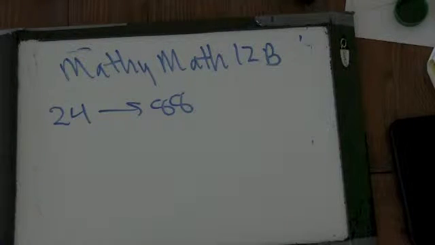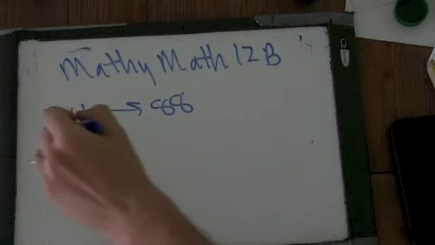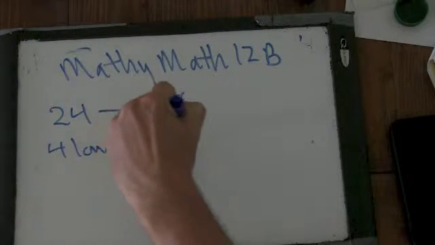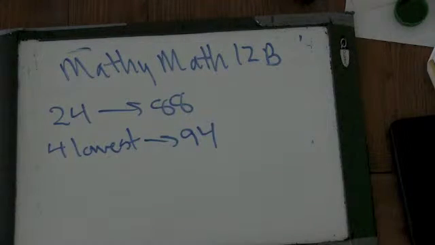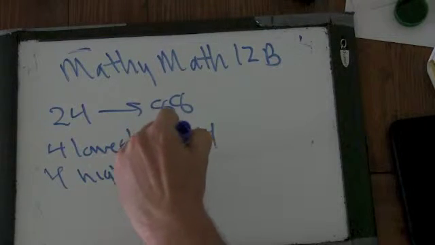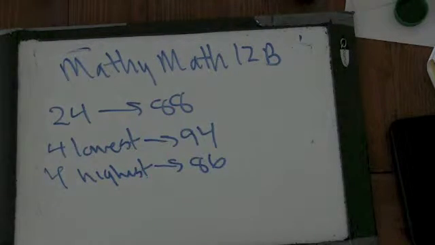If the 4 lowest scores are excluded, the mean is 94. So throw out the 4 lowest. The mean is 94. All right? If the 4 highest scores are excluded, the mean is 86. What is the absolute difference between the mean of the 4 highest and 4 lowest scores?